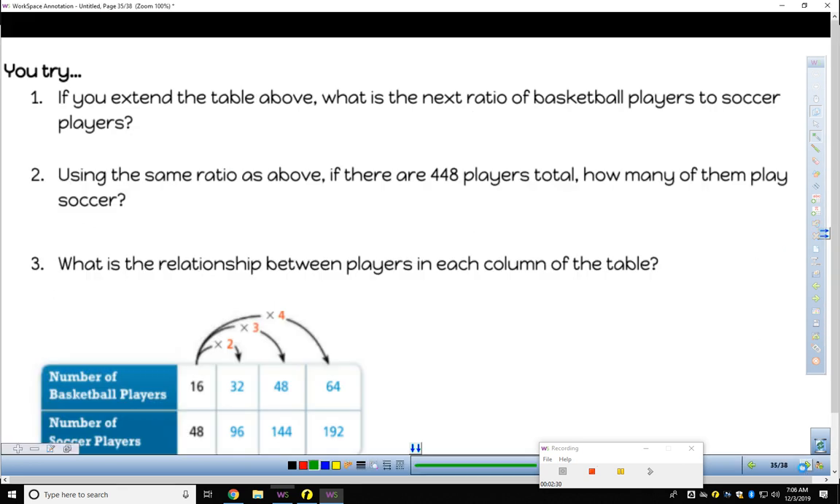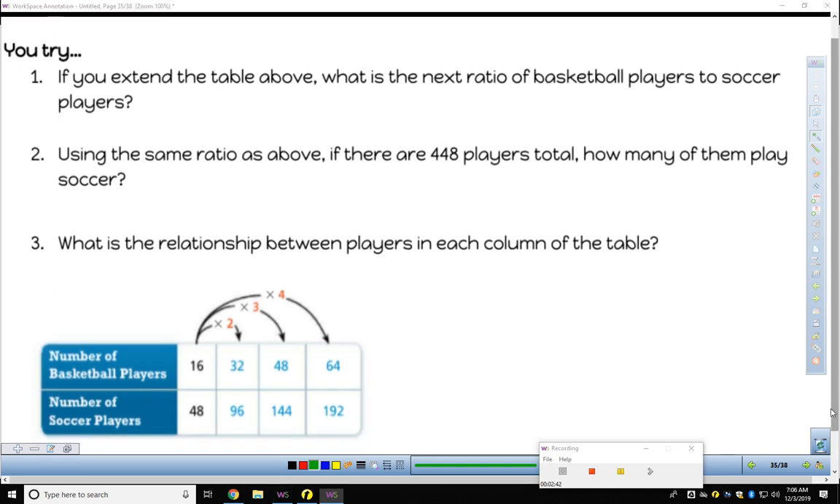Okay. So I'll do the first one with you, and then we are going to do the next two on your own. The first one says, if you extend the table above, and I've copied the table at the bottom of the screen here, but it's in your notes, what is the next ratio of basketball players to soccer players? So we're basically asking, if we added on another box here, what goes in the next box?